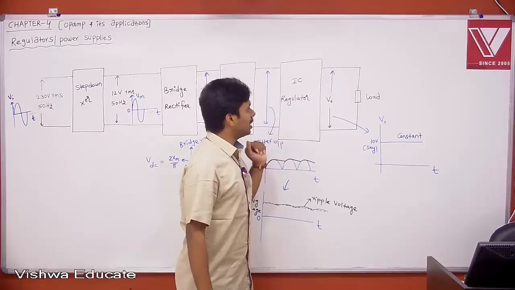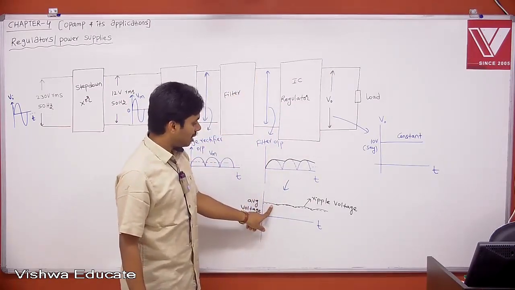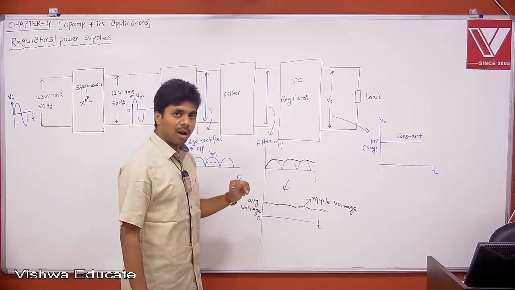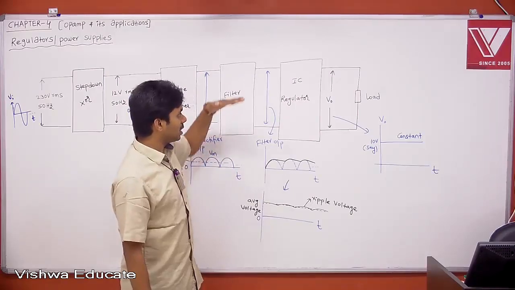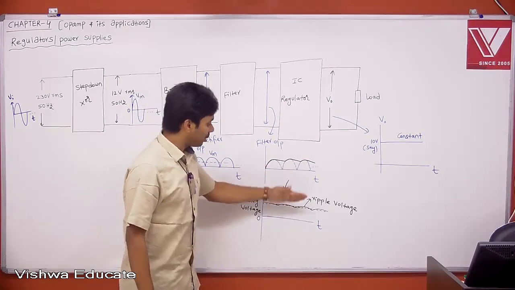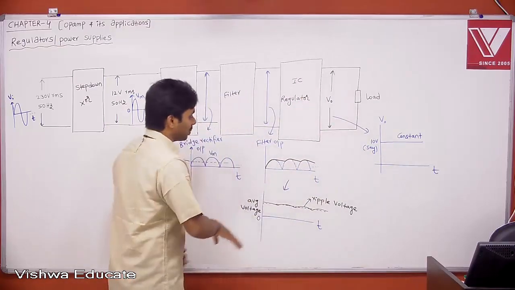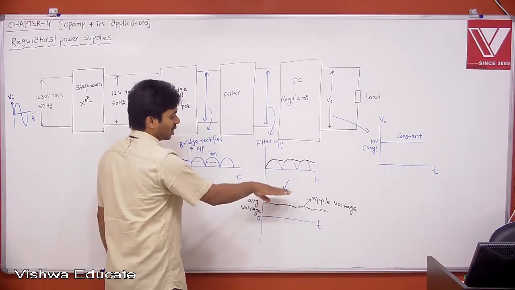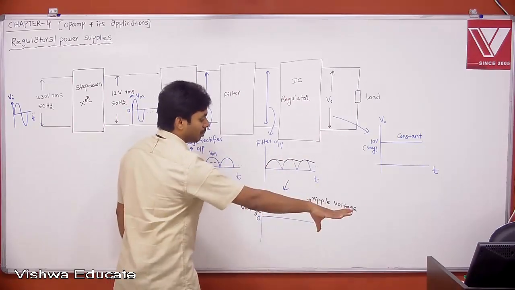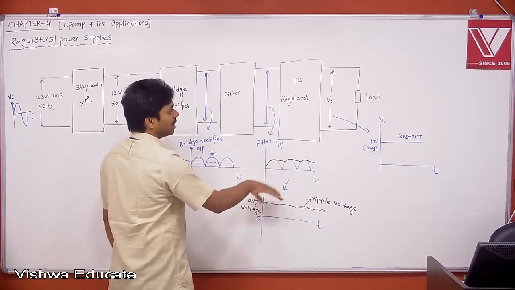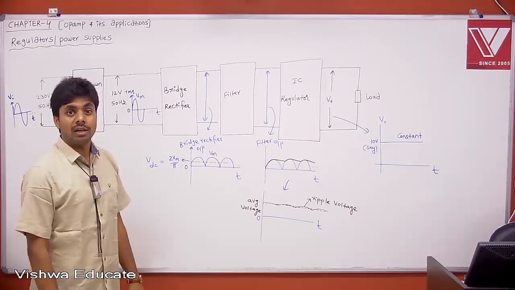Therefore, the job of the IC regulator is this: even though the input average voltage is changing, and on top of the average voltage you have ripple, it has to regulate the input line voltage, whether the DC line voltage is changing or has a ripple. It has to filter out the ripples and the change in the line voltage, and give you a constant output voltage irrespective of the input average voltage. This is called line regulation.